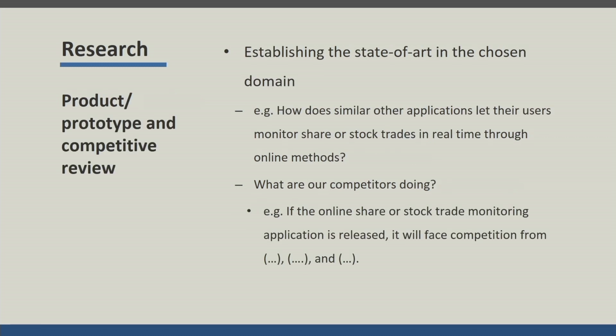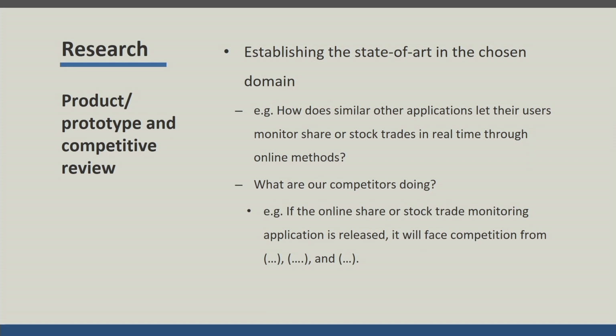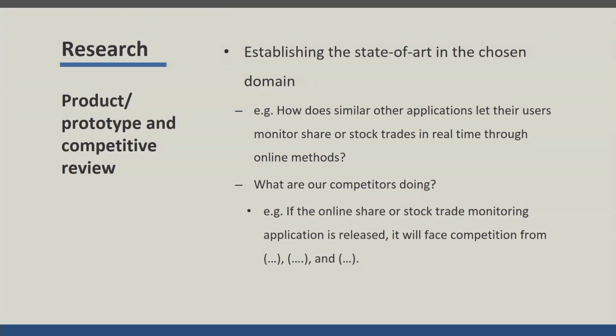So you are well past the literature review stage. Now you are on to the next stage, which is product or prototype and its competitive review. Okay, so why is this important? Because it helps you establish the state of the art in the chosen domain. In the same example, how do other similar applications let their users monitor share or stock trades in real time through online methods? So that is very helpful to know.